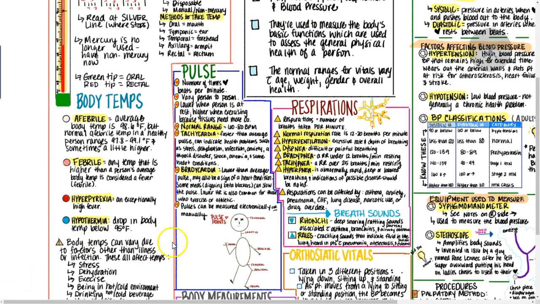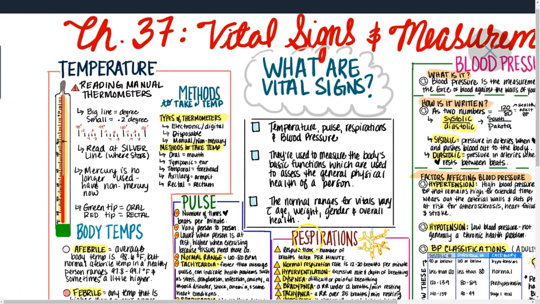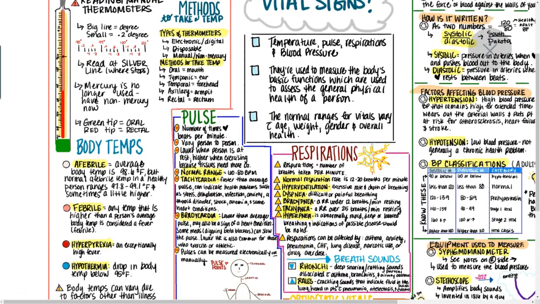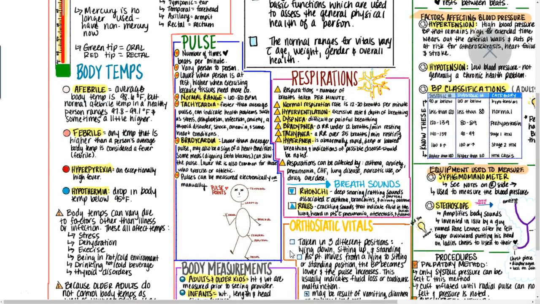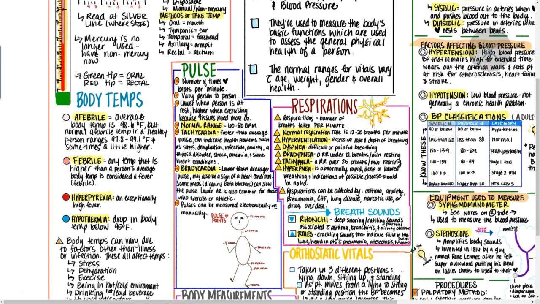All right, I'm going to scroll back up here, and we're going to go over to pulse. The next vital sign is pulse, and that is the number of times that the heart beats per minute. Pulse rates vary from person to person. It's typically lower when a person is at rest and higher when they are exercising, because the tissues need more oxygen, which it gets from the blood.